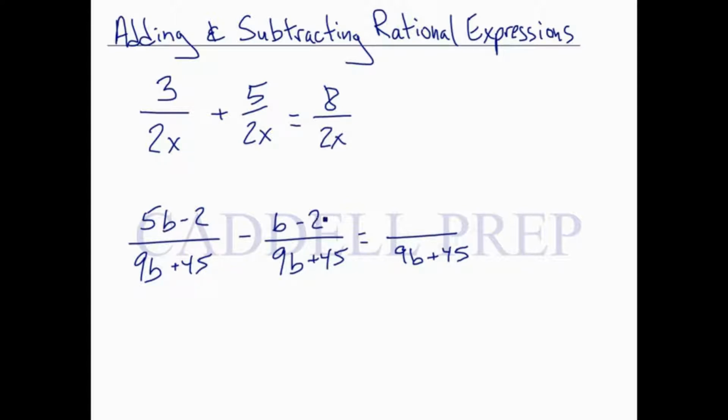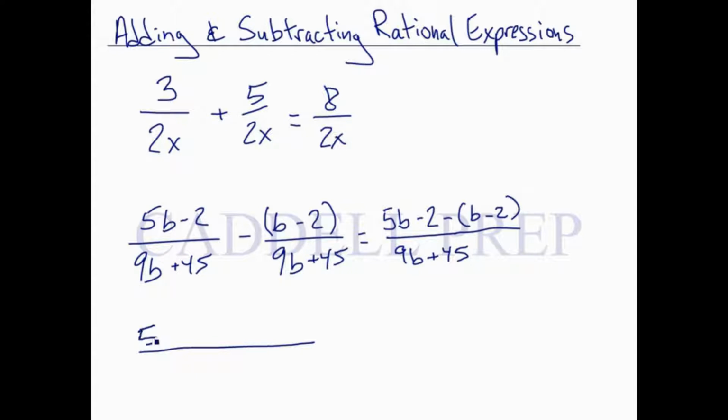Now here, when we subtract, there's a very easy place to make a mistake, and it's with distributing this minus sign. So this isn't just minus b and then a minus 2, it's 5b minus 2 minus this entire thing. So let's just write that first. So we have 5b minus 2 minus this entire expression, b minus 2. So now from here we can distribute this negative sign.